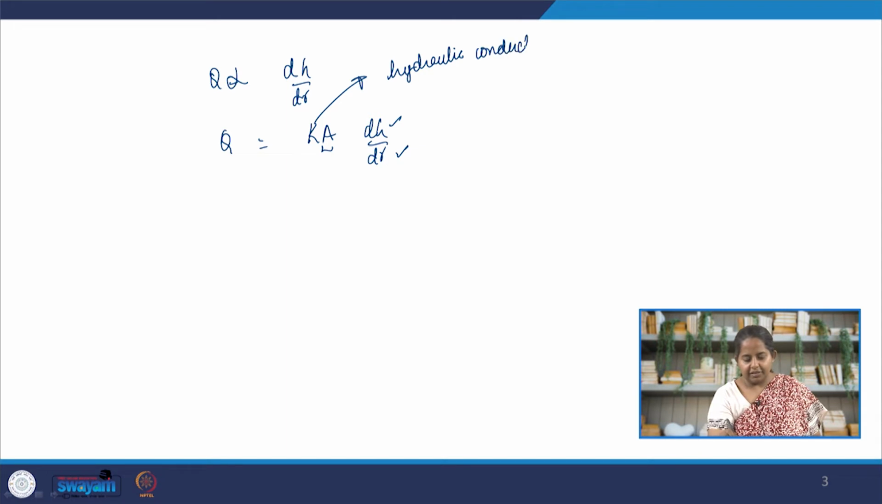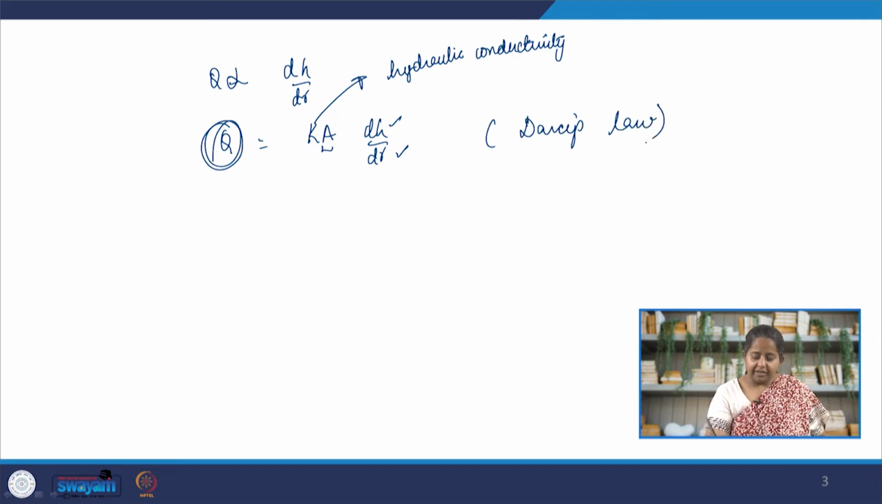Hydraulic conductivity depends upon the soil, the geometry and the fluid that is flowing through the soil, and then this is our flow rate in SI units or any other units that we are using. Okay, this is known as Darcy's law. This is valid, remember, when the flow is not turbulent, when the soil is completely saturated with water, and when the grain size is not very fine.